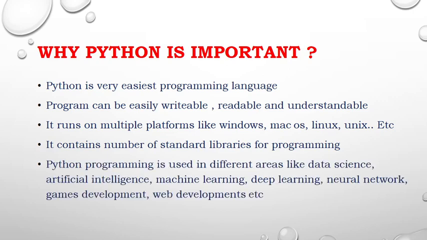And the next one, the most important thing, is that it is nowadays used in different areas. The most prominent area is data science, and next, artificial intelligence. So in writing algorithms in machine learning, deep learning, neural networks, and in development of games and web applications, in different areas, Python is now being used. So this is the main reason for creating this video. These are some of the points which I highlighted here.